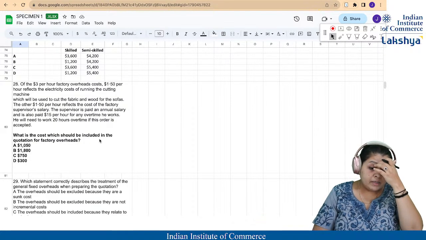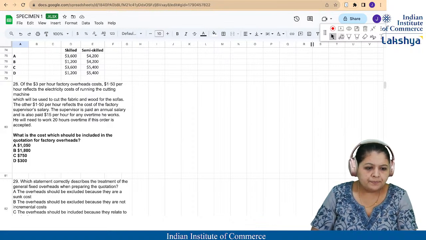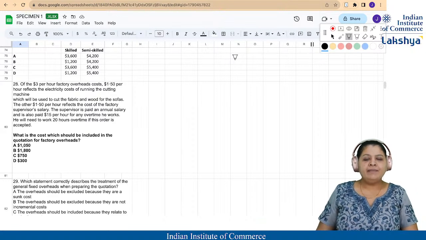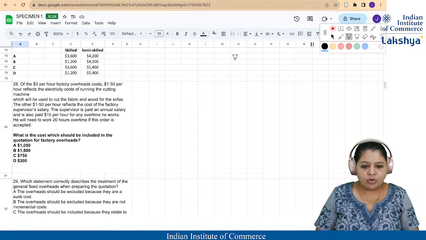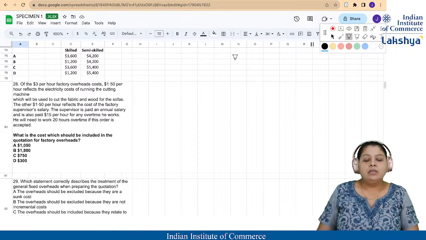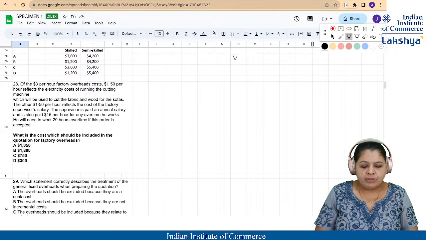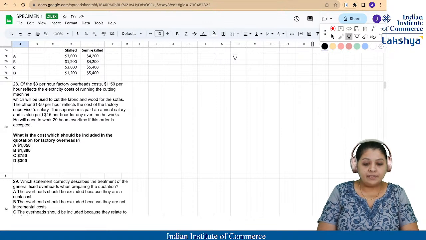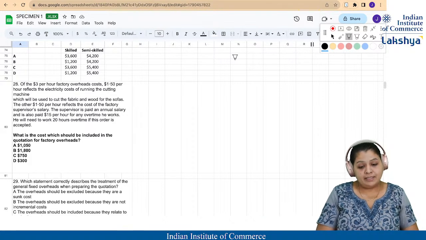Of the $3 per hour factory overhead cost, 1.5 hours reflect the electricity cost of running the cutting machine, which will be used to cut the fabric and wood for the sofas. The other 1.5 hours reflect the cost of the factory supervisor's salary. The supervisor is paid an annual salary and is paid at $15 per hour for any overtime he works. He will need to work 20 hours overtime if this order is accepted.